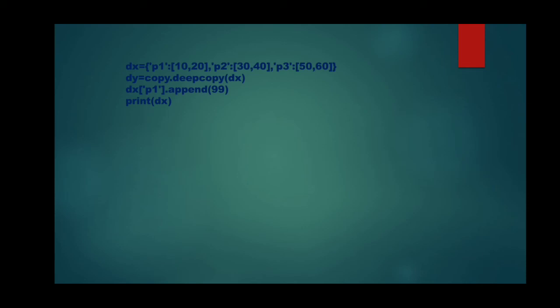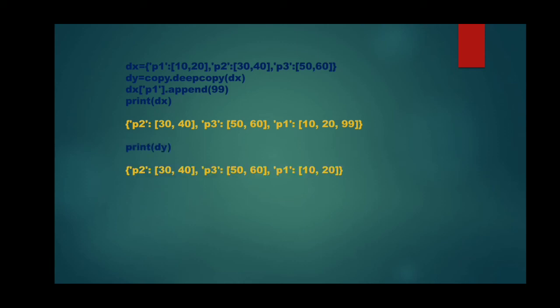This is another example. Here I have taken the same DX list, which contains mutable values, and I have created a deep copy of this DX dictionary by the name DY. When I added a new value 99 to the key P1, DX incorporated the change, 99 is inserted. But when we displayed DY, see, the changes are not reflected, right? Because here a deep copy is created, so changes made in one copy are not reflected in another copy.